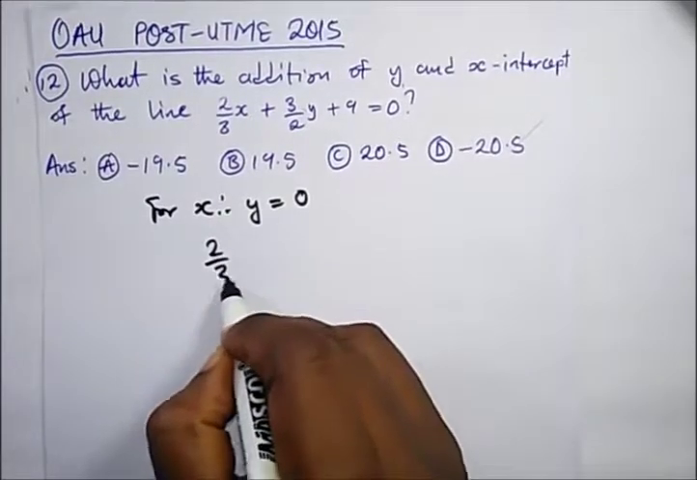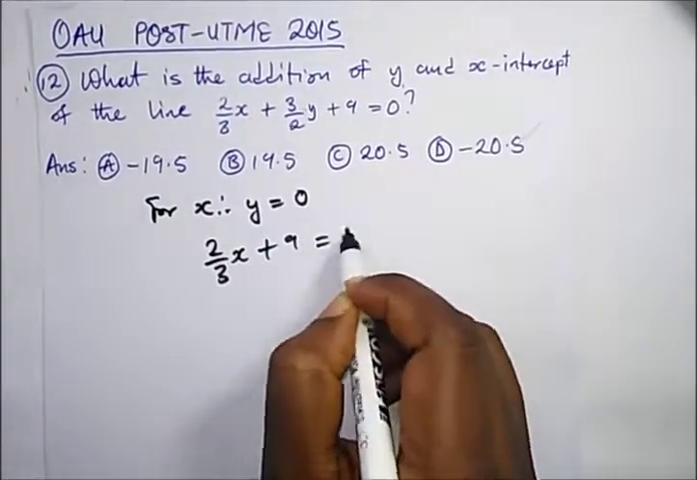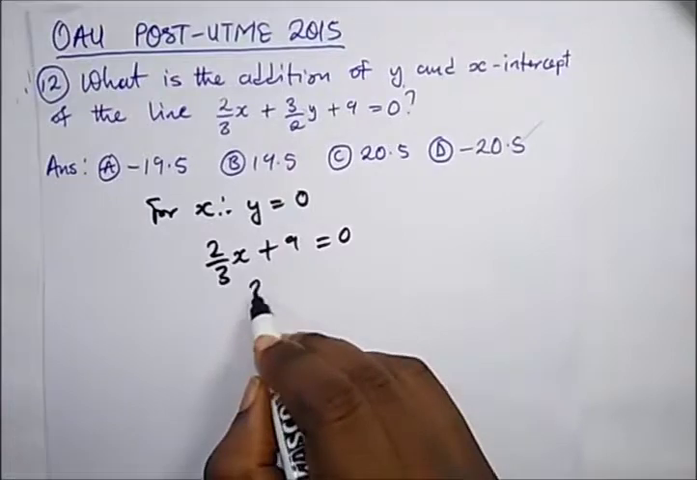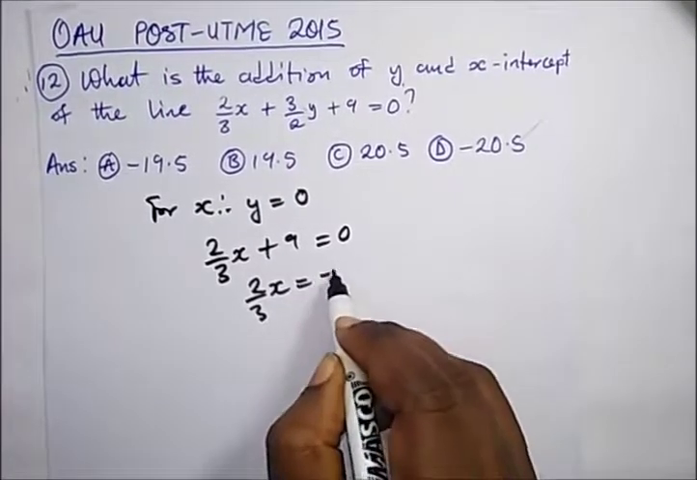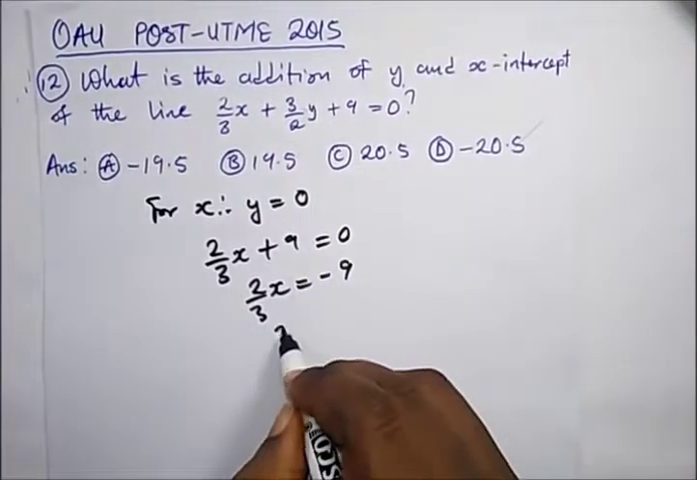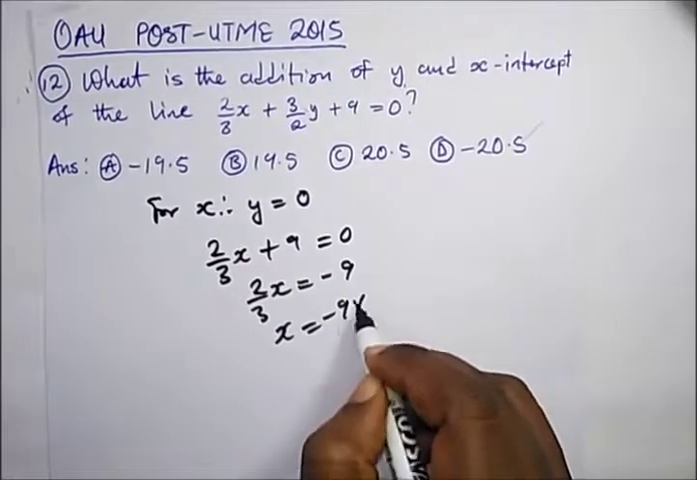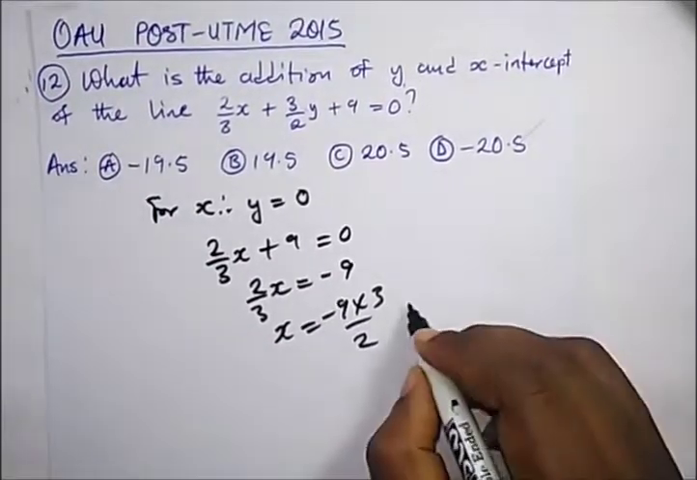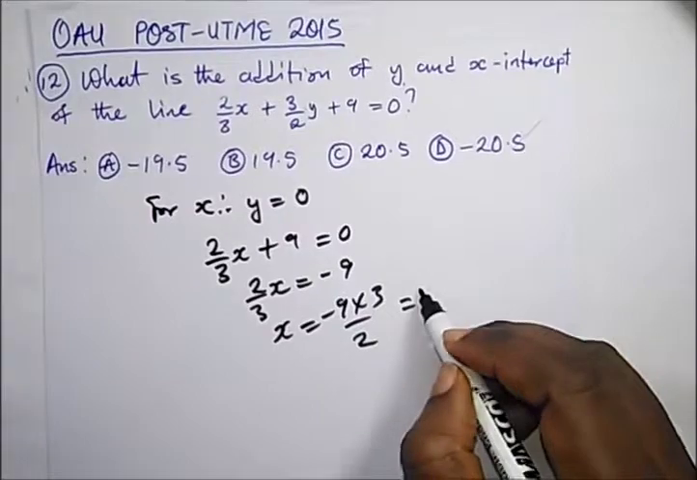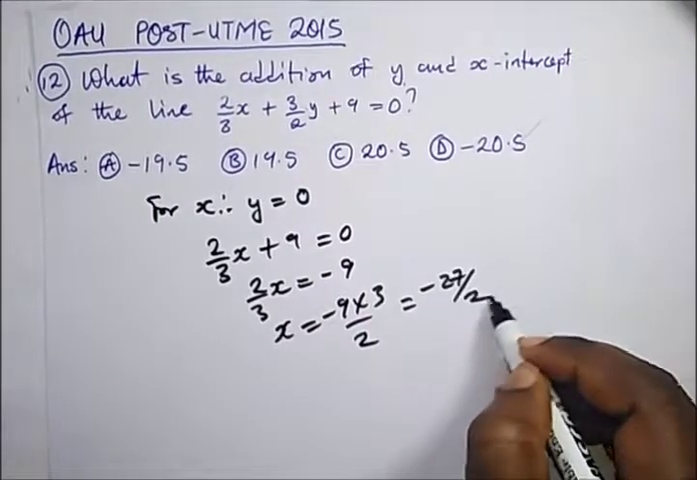So we're left with 2 over 3x plus 9 equal to 0. Take 9 to this side. We have 2 over 3x equal to minus 9. And looking for x, we have x equal to minus 9 times 3 divided by what? 2. And what will this give us? This will give us minus 27 over 2.